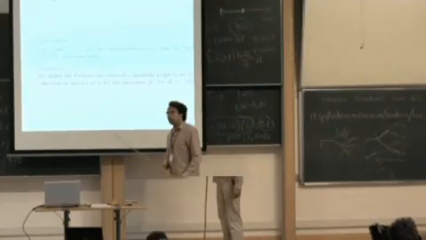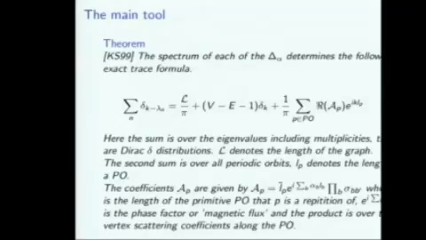And so the key tool to get any useful information about all of these things is to use one of these exact trace formulas that are out there for graphs. There are various versions of exact trace formulas that several people in this room have shown. The one that I've cited here is by Kottos and Smilansky. In some sense, it doesn't matter, at least for the things that I do, which one you take, because they all give you the same kind of information.